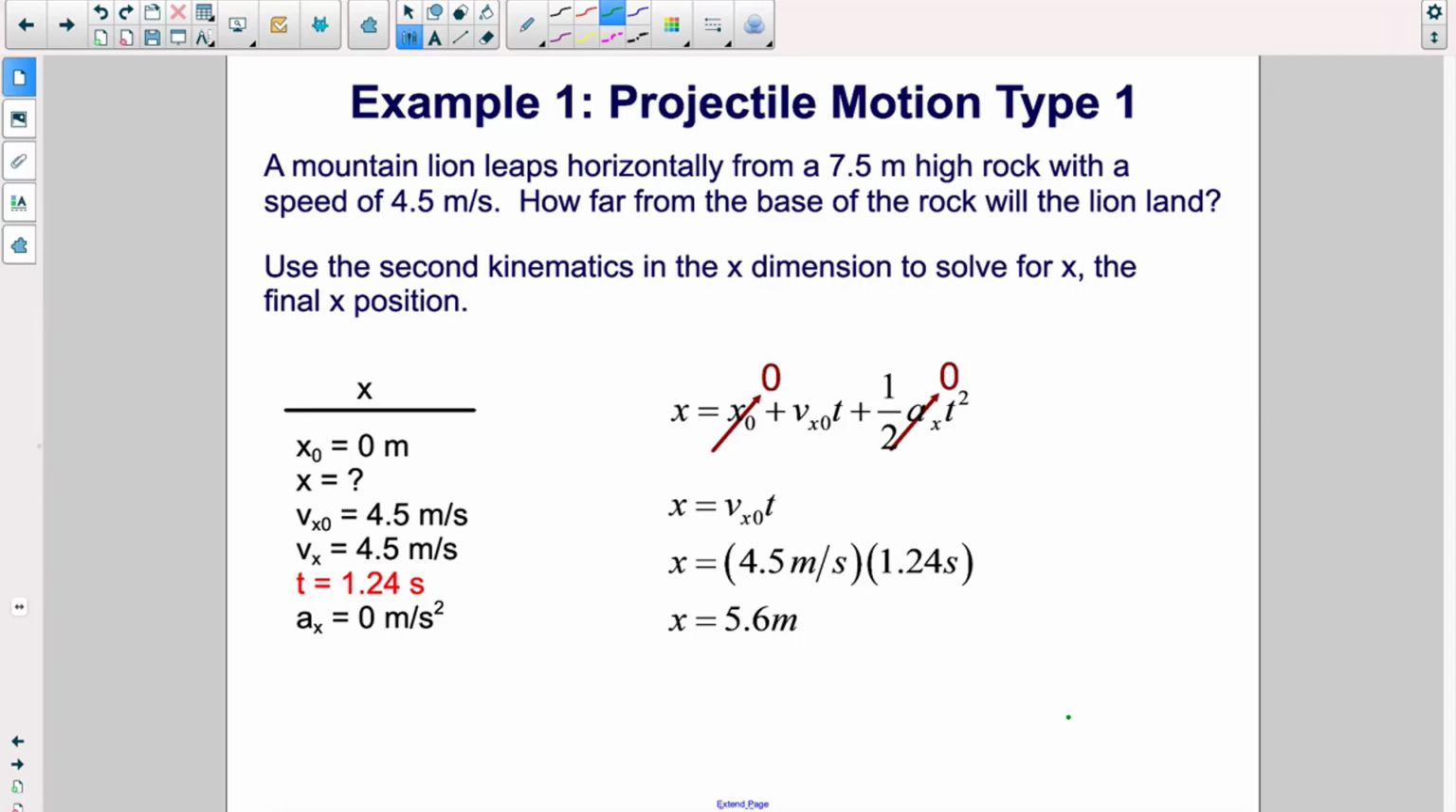So here we have it here, and you can say that we're going to start the leap at a position of 0, and we're trying to find the final position. There's no acceleration in the x dimension, so this whole term goes away, leaving us with x equals v naught t. Now the initial velocity in the x dimension is 4.5 meters per second, and the lion is in the air for 1.24 seconds. So if you're traveling at 4.5 meters per second for 1.24 seconds, how far do you go? 5.6 meters.